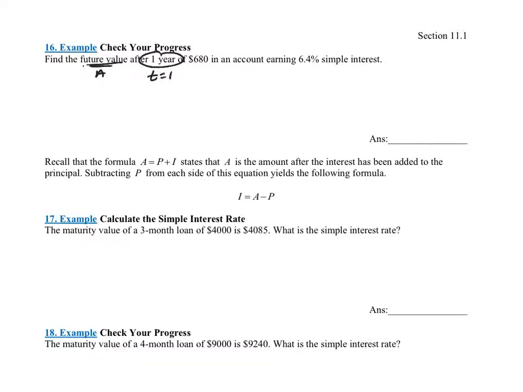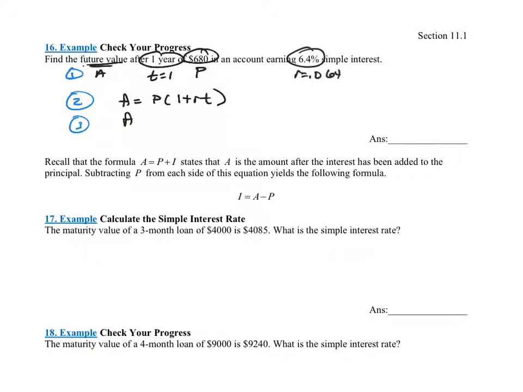My time here is 1 because it's 1 year. My initial investment was $680, and my interest rate was 6.4%, so that would tell me R equals 0.064. That's step 1 of identifying your variables. Step 2, let's actually write out the formula: A equals P times 1 plus RT. Step 3, plug in the information that you know.